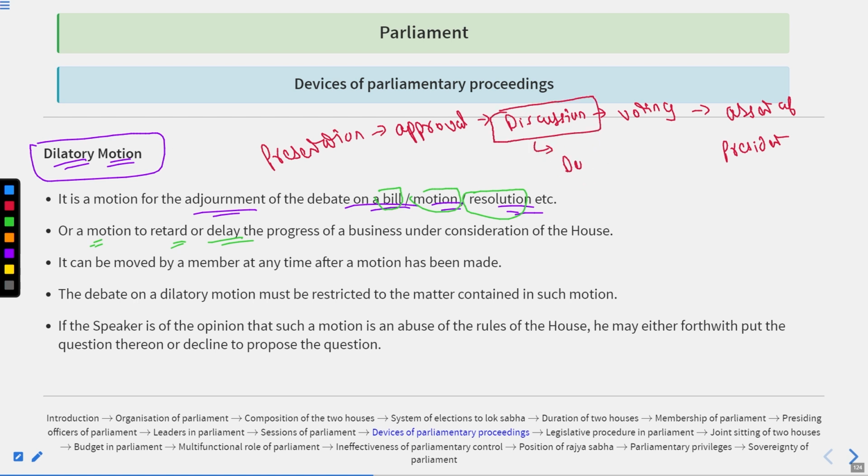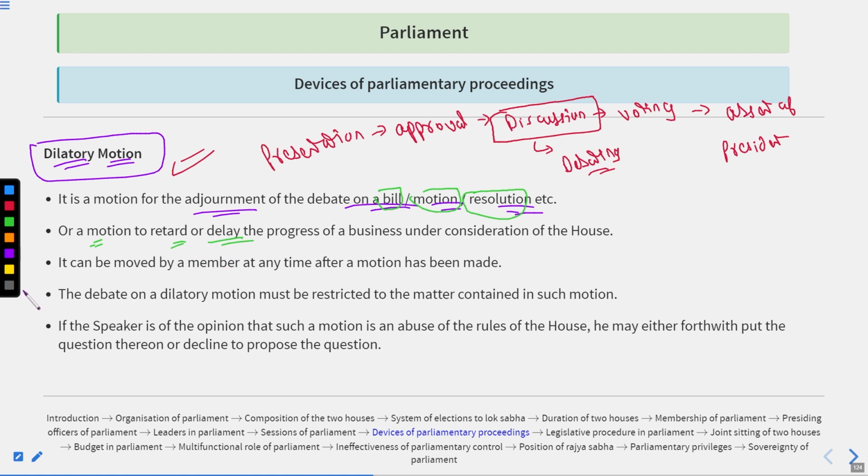So suppose while this discussing or debating is progressing, some members think that this is going too fast and they require more time so that they could discuss it further and find out the points, whether in support of it or against it. So they could request the dilatory motion. What it will do is either adjourn the debate or discussion, or retard or delay the progress of business under consideration of the House.